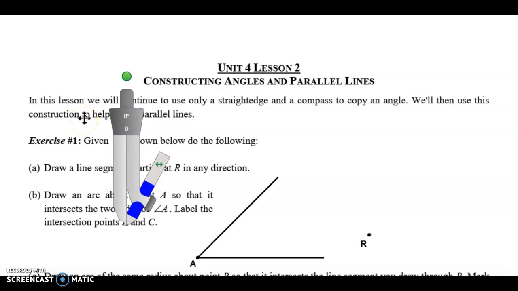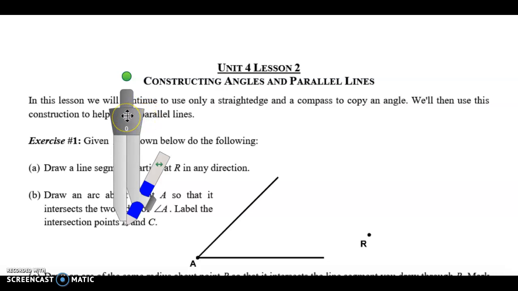Hi GOH, this is Unit 4, Lesson 2, so this is the second day of constructions. Today we're going to construct angles and parallel lines. Angles aren't too bad and the parallel lines are related to it. Parallel lines are a little bit trickier because if you're not exact, then the lines don't come out looking parallel.